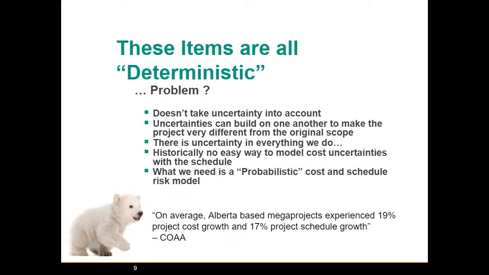Now, these items are all what we call deterministic. So what's a deterministic number? Well, a deterministic number is a single point estimate that doesn't take any uncertainty into account. And the problem is uncertainties can build on one another to make the project very different from what we originally thought it was going to be.